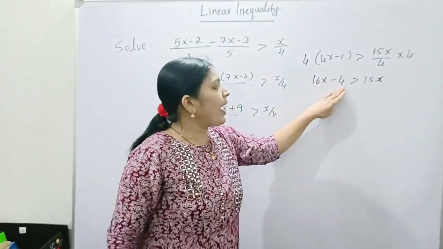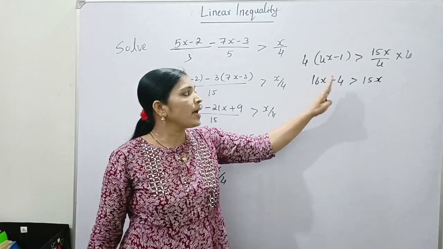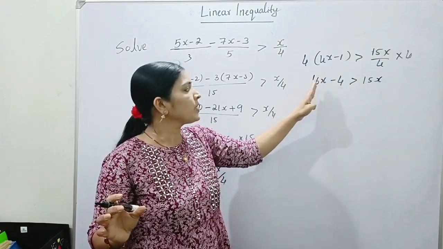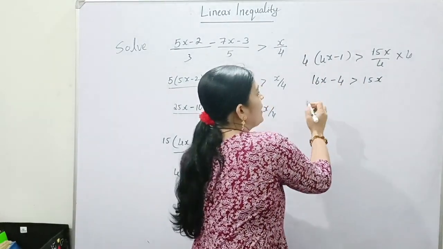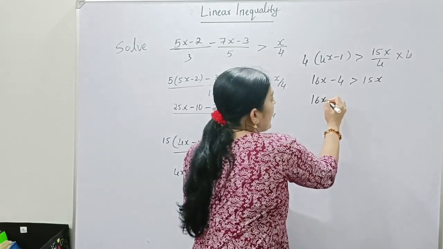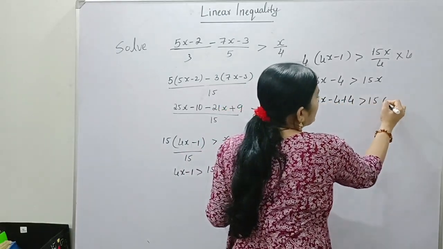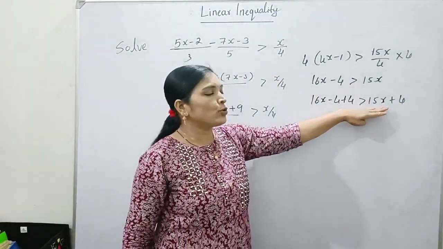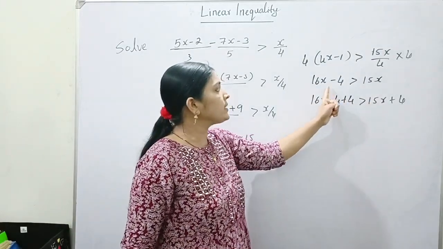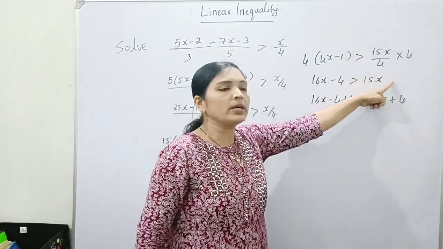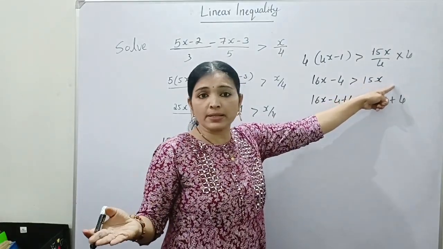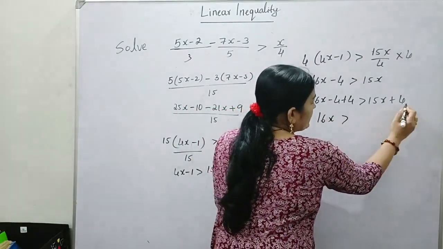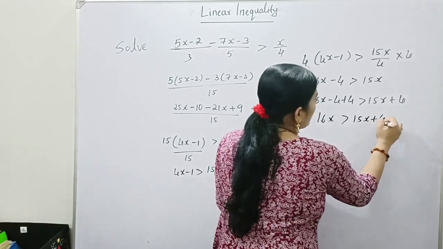Then next we have to remove this minus 4, because our aim is to make only x on the left side. So let us cancel this by adding 4 on both sides. 16x minus 4 plus 4 greater than 15x plus 4. We added 4 on both sides. This step also you can skip. Directly you can write, take this minus 4 to the right side, same as in equations. So here 16x greater than 15x plus 4.